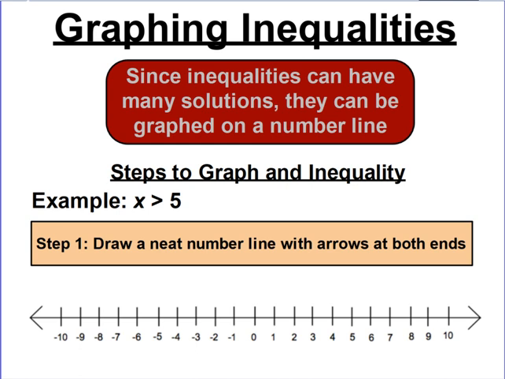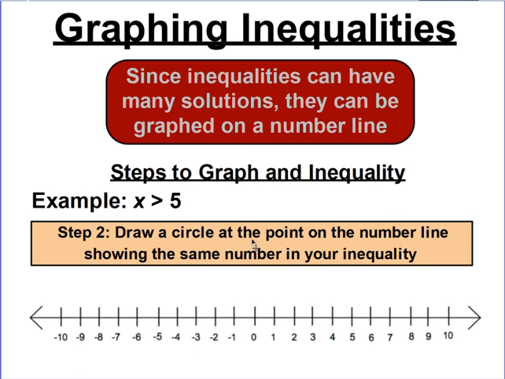Okay, step 2. You need to draw a circle at the point on the number line showing the same number in your inequality. What that means is, put a circle at 5. So we're going to draw a circle at 5, just like that. So whatever number you see here is where you put the number, or the circle.